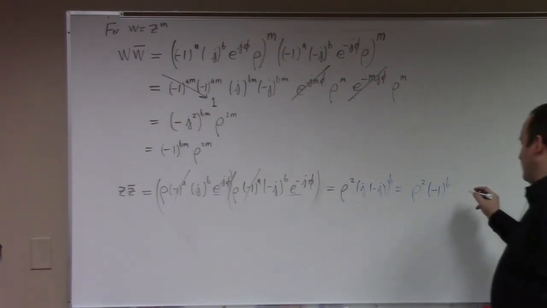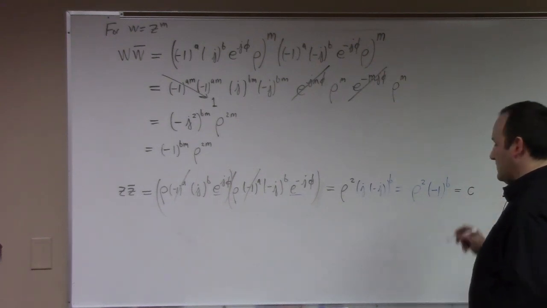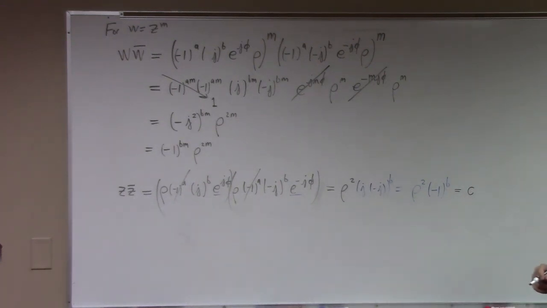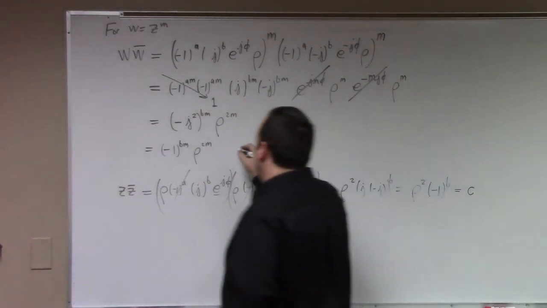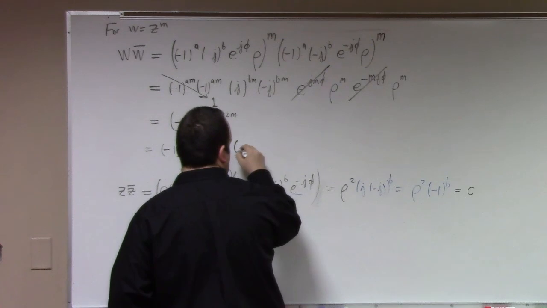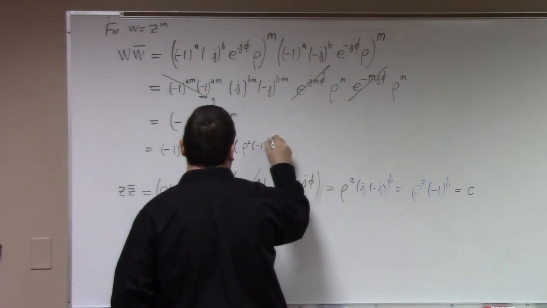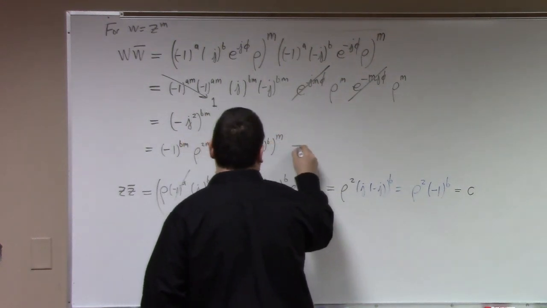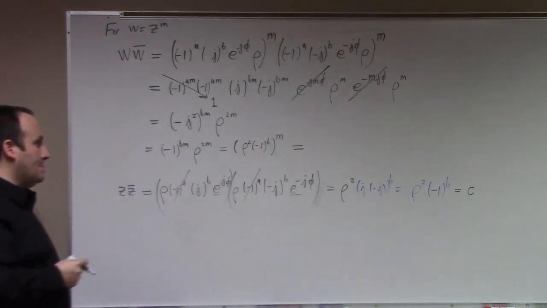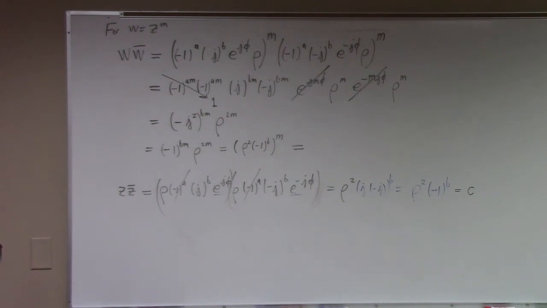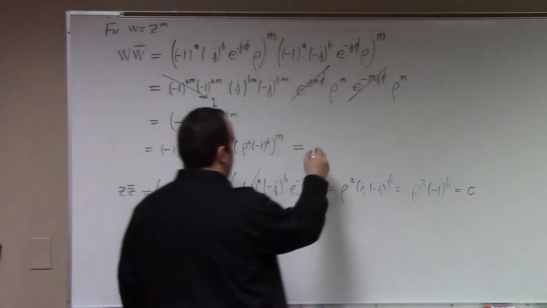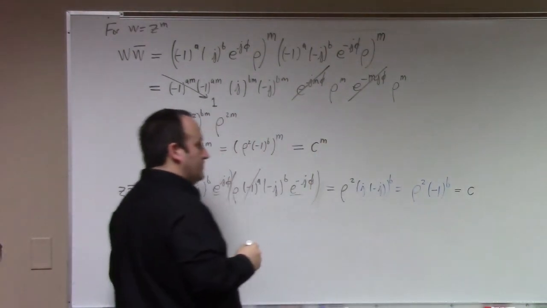But that's also equal to what? That's equal to C, right, by construction? This up here, we could also look at, of course, as rho squared times minus 1 to the B, all to the M power, right? Right, which is C to the M. So what's this show?